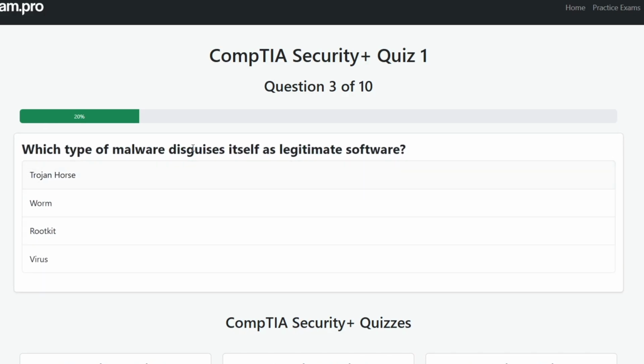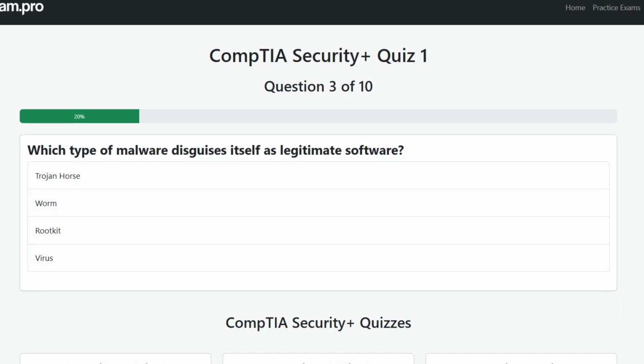Which type of malware disguises itself as legitimate software? We have Trojan horse, we have worm, we have a rootkit, and we have a virus.